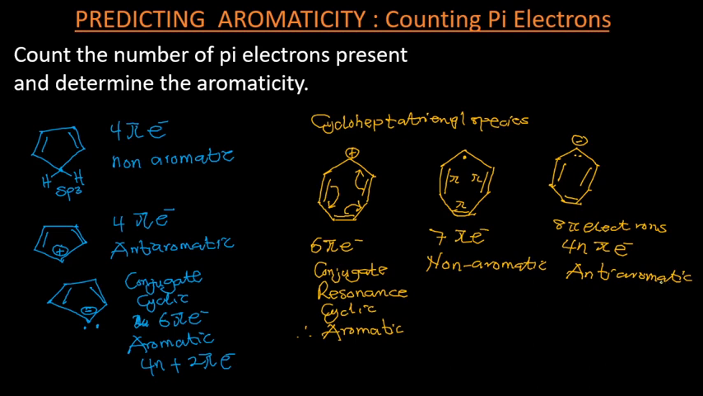Alright then. So that is how we count pi electrons in organic molecules to find out whether it is aromatic or anti-aromatic, and I hope this video comes handy and helpful in your examination.